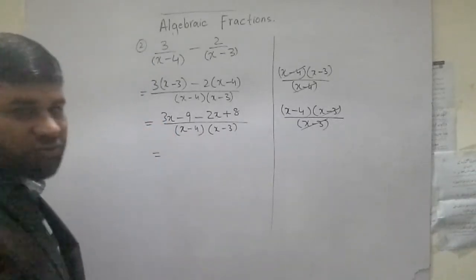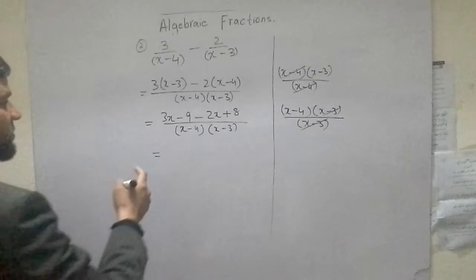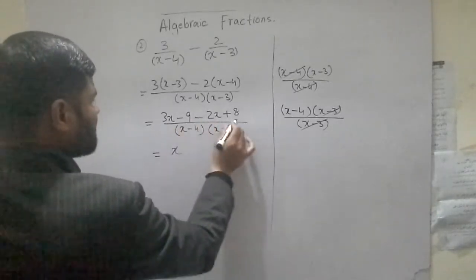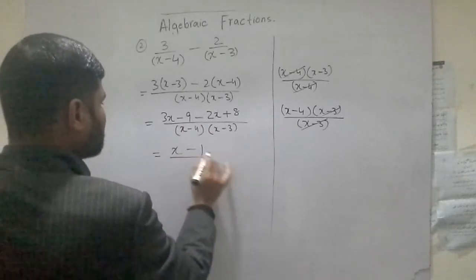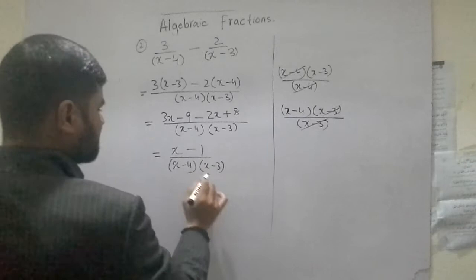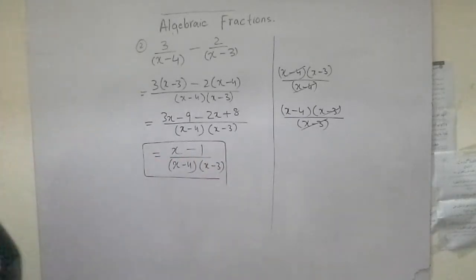Now we are going to add or subtract the like terms, or x terms. 3x minus 2x makes just x, which is 1x, and minus 9 plus 8 makes minus 1. At the denominator we have x minus 4 and x minus 3. This is our simplified form, and now we will solve our question number 3.